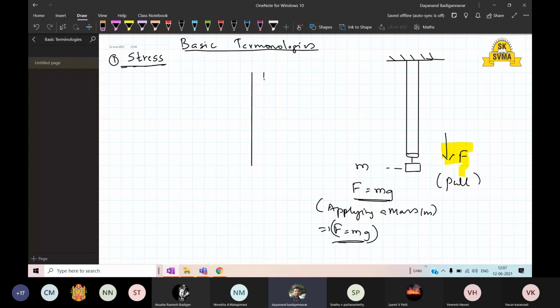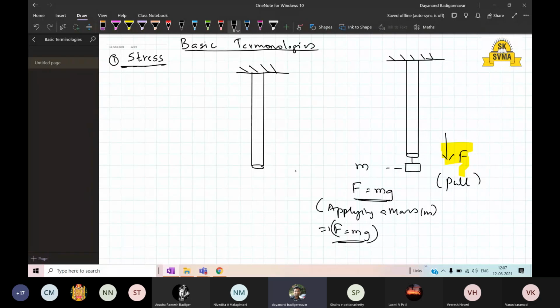Okay, I have a wire. Now this is the original length. Now the wire has a cross-sectional area A. This is nothing but the cross-sectional area. One end of the wire is fixed.